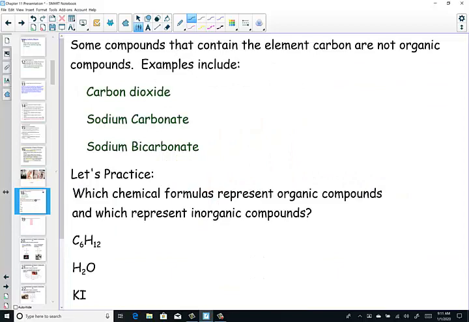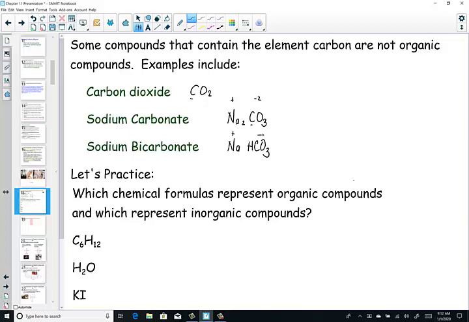Some compounds that contain the element carbon are not organic compounds, and we need to know these as well. Examples include carbon dioxide, which has the molecular formula CO2. Carbon dioxide contains the element carbon, yet does not qualify as an organic molecule. Sodium carbonate. Sodium, of course, is a +1 ion. Carbonate, CO3, carries a -2 charge, and so when we write out its formula, we get Na2CO3, sodium carbonate. Notice this carbonate contains carbon, and yet is considered not organic. And the last is commonly called baking soda, sodium bicarbonate. The bicarbonate polyatomic ion gives NaHCO3 for sodium bicarbonate.